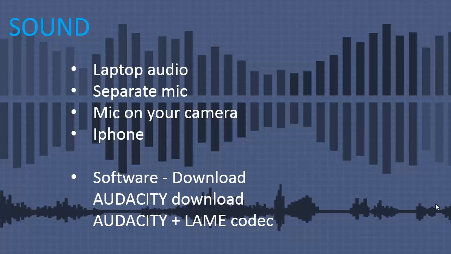So there are many ways you can get the sound for your video. You might use the audio on your laptop. Maybe you've got a separate mic, maybe a mic on your camera, which is what I've been using for some of these presentations. Maybe you want to use your iPhone. iPhones are really good. They have good sound. Good picture as well. You might use it for both sound and picture. My iPad was quite good with both sound and picture.